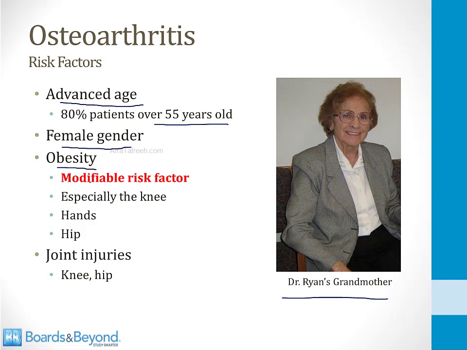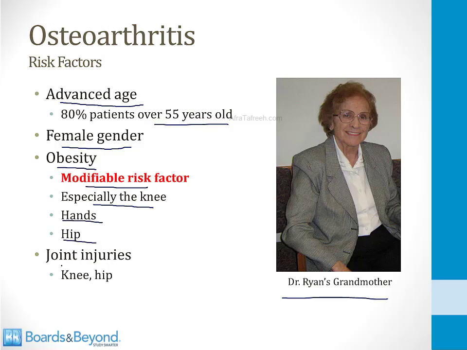Obesity is the most important modifiable risk factor for osteoarthritis. You can't do anything about your gender or your age, but you can control your weight, and if you do that, you're less likely to get osteoarthritis. This is especially true at the knee. Many obese patients develop osteoarthritis of the knee because their knees bear more weight compared to an average person. And in addition to the knee, obese people also get more osteoarthritis involving the hands and the hip.